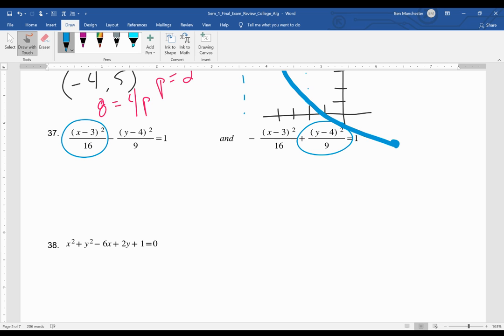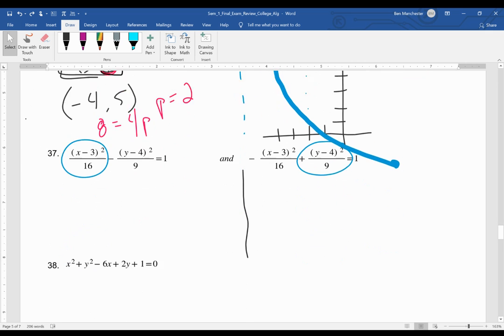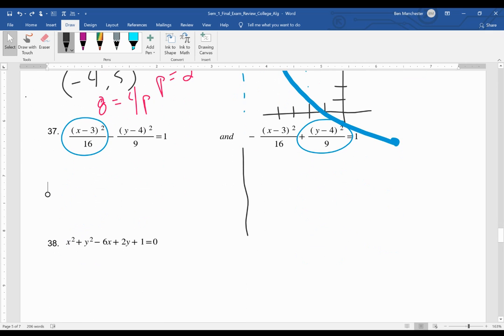So let's do it on the same grid. Sorry, it's going to be a little confusing, but to save time and space, everything else is the same except for where it opens. Okay, so let's see. The center is going to be at +3, +4.